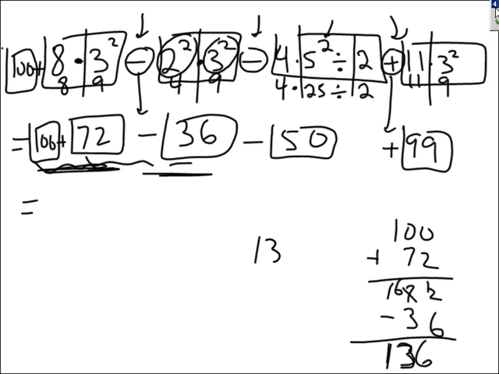So you have 136. And now you take away 50, 0, borrow. 18 minus 5 is... 86. What am I saying? You have 86. 6 minus 0 is 6. So you have 86, and then you add 99.